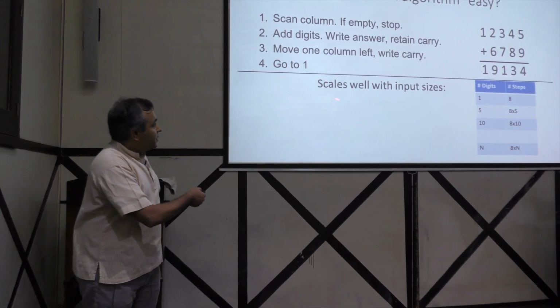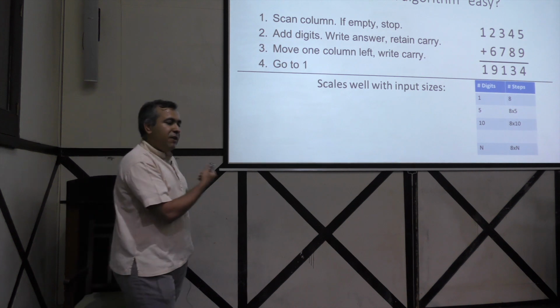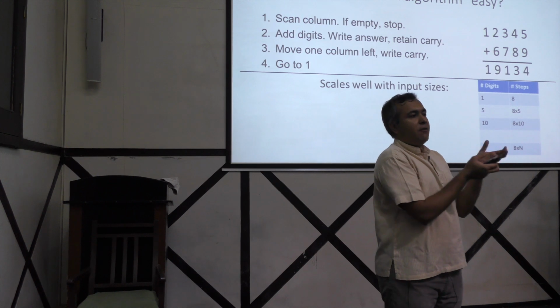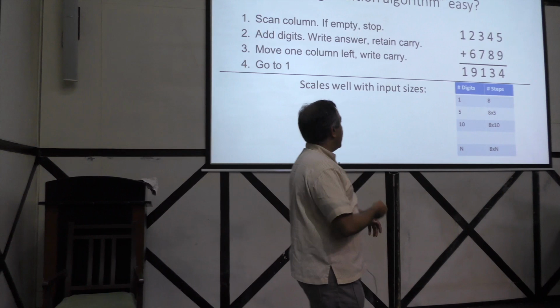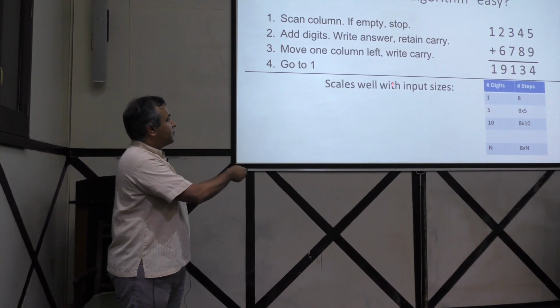The thing is, this algorithm scales extremely well with input sizes. The previous algorithm which we saw, the 5 plus 3, works well for small numbers. If you had 5 and 3, I know how to do it. If I had larger numbers, it just blows out. The rate at which it blows up with the input size is exponential.